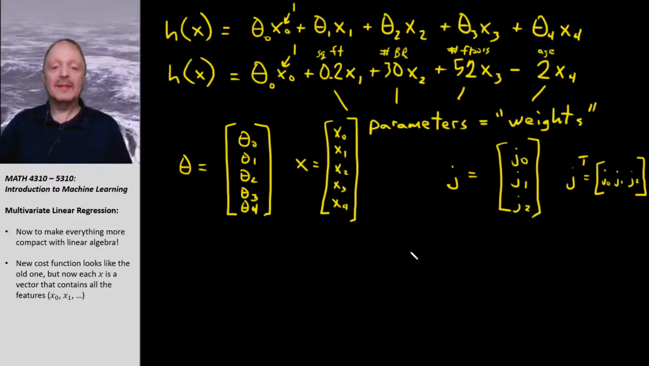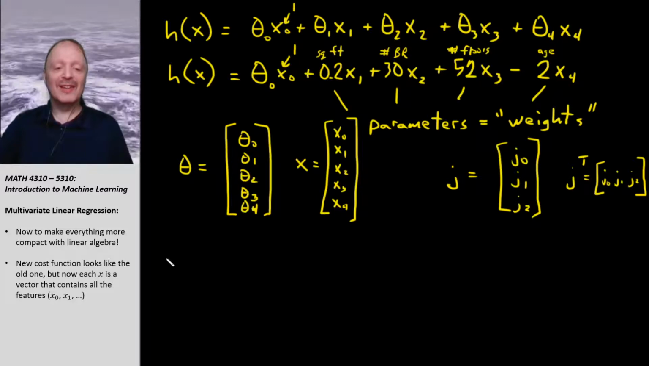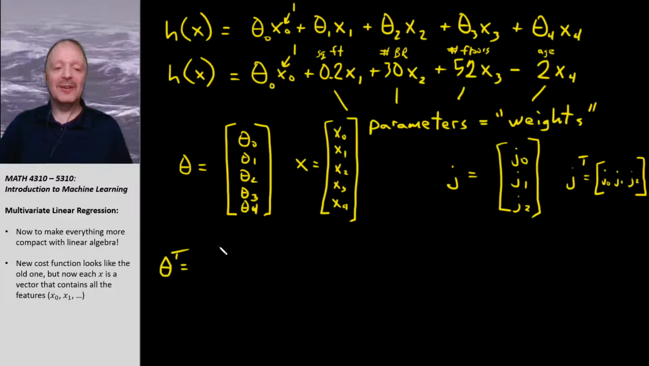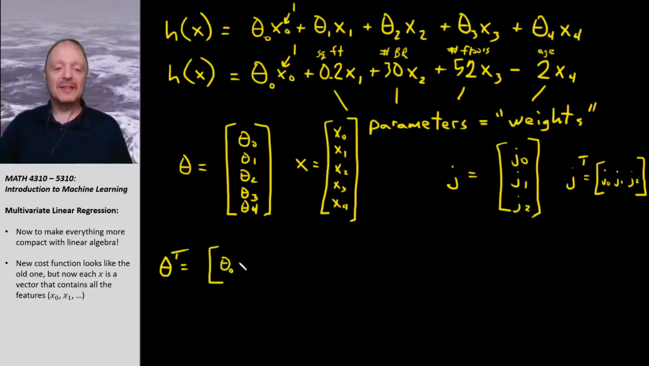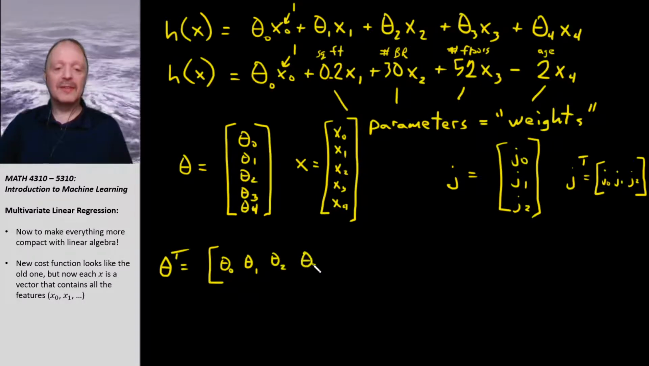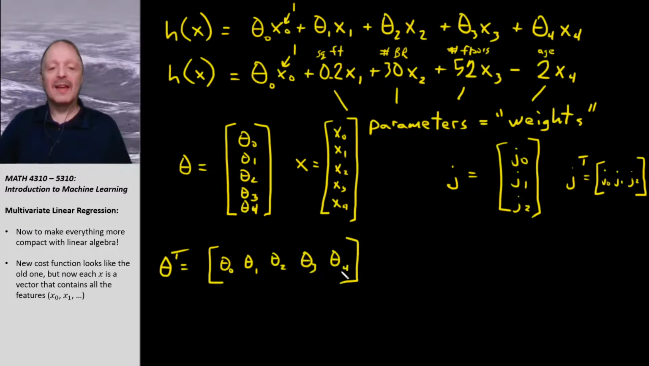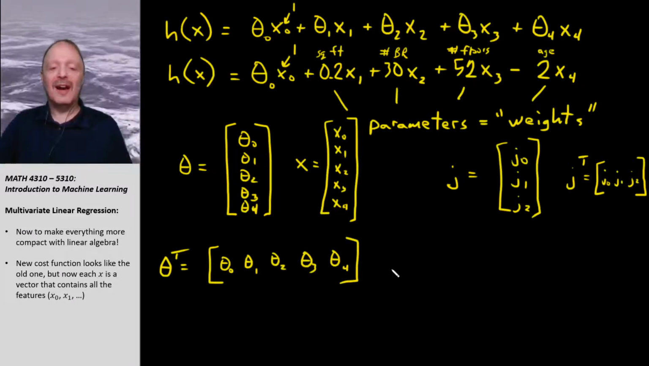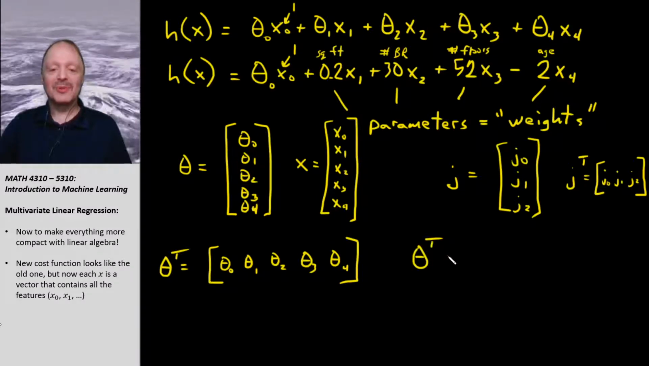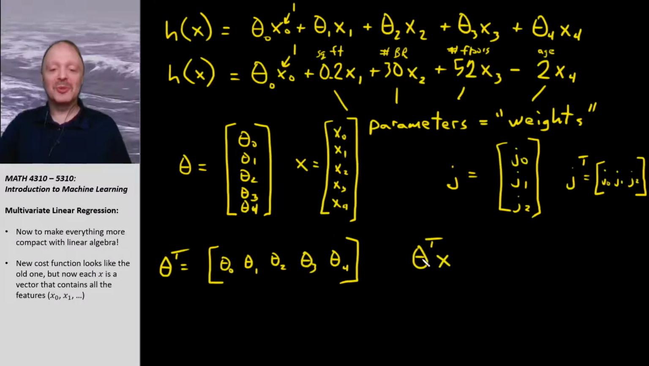Okay? So if I want to change theta to theta transpose, I now have theta 0, theta 1, theta 2, theta 3, and theta 4, like so. Now I can do theta transpose times x, where we're doing matrix multiplication here.